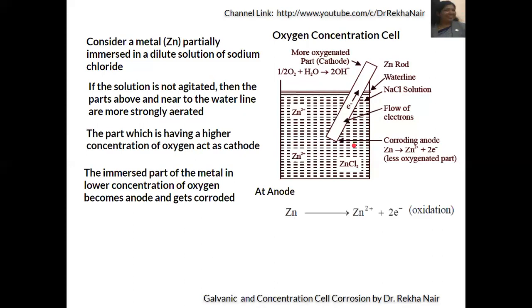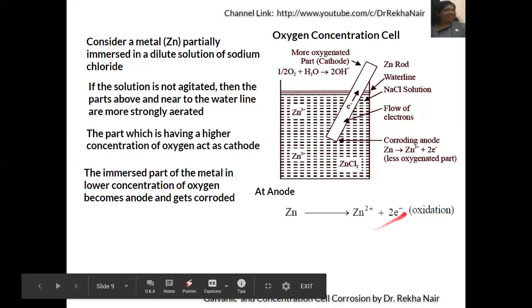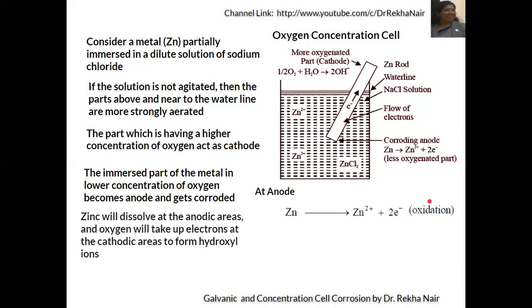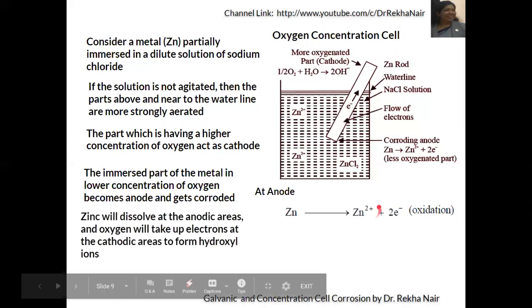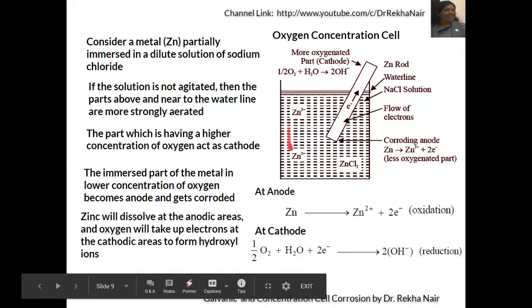At the anode, zinc forms Zn2+ plus 2 electrons, that is, oxidation takes place. That is common in all cases. Zinc will dissolve at the anodic area and oxygen will take up electrons at the cathodic area. Here we have the electrolyte, a neutral aqueous solution, the oxygen absorption case. So half O2 will react with water to form OH minus, and the Zn2+ ions will react with these OH minus ions to form the corresponding zinc hydroxide.